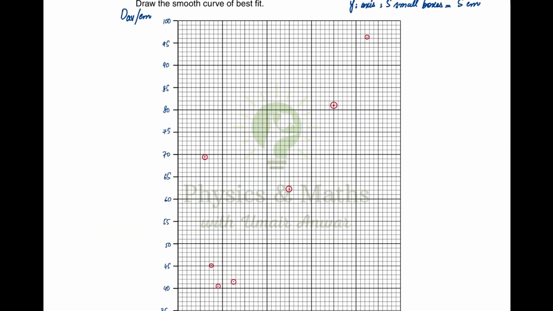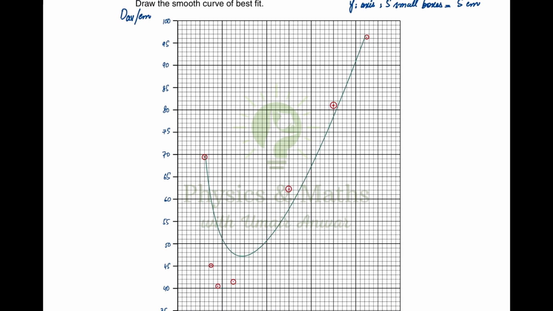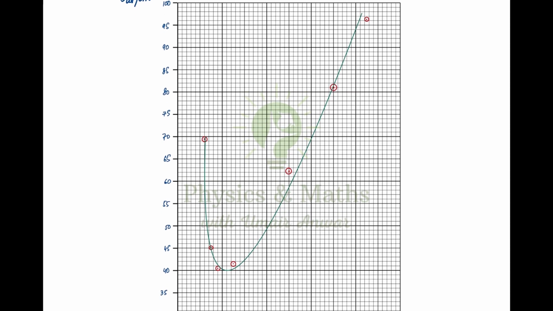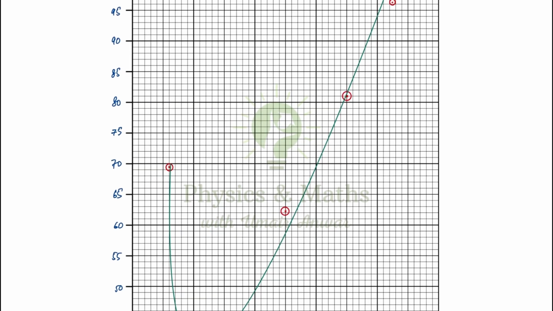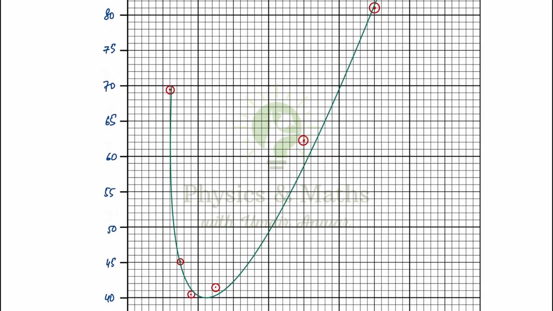So now I have plotted all the points. I'm going to make a smooth curve of best fit with this data. So this is the smooth curve that I've made using all the points which were plotted on the graph.